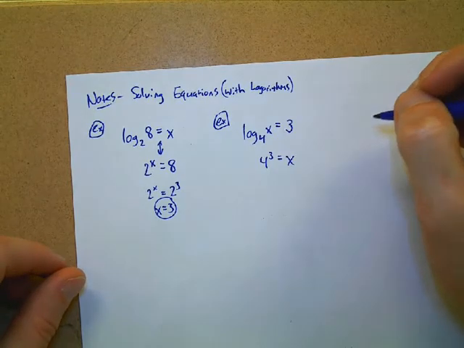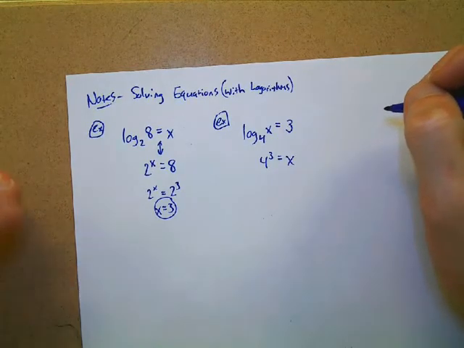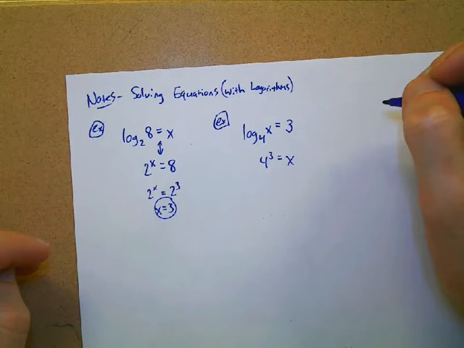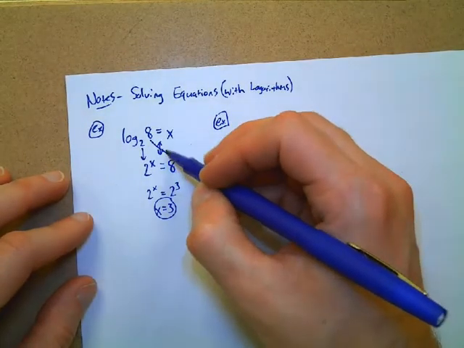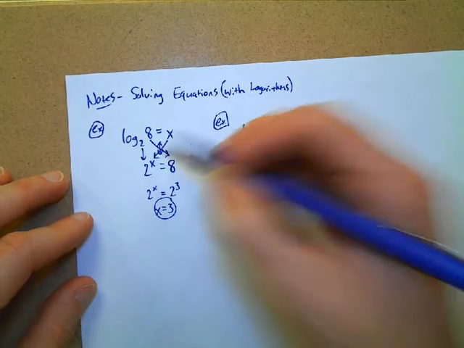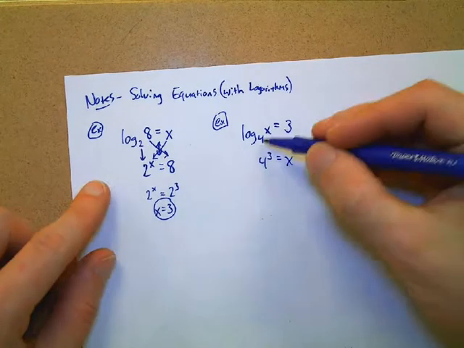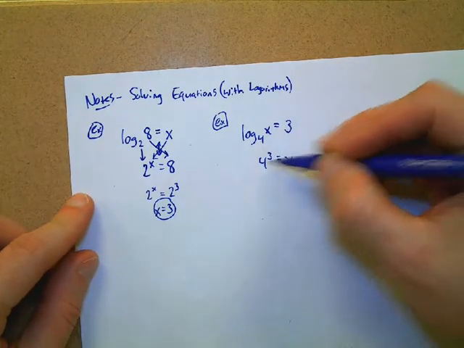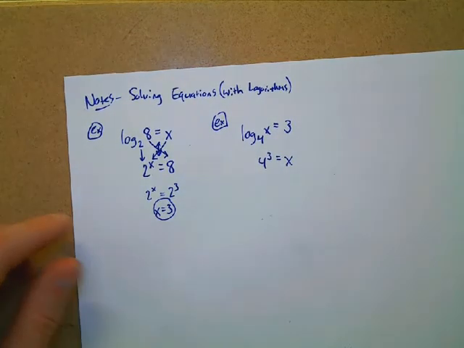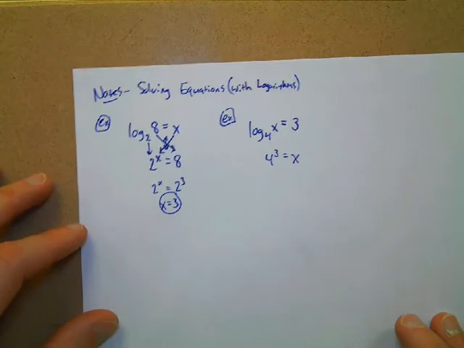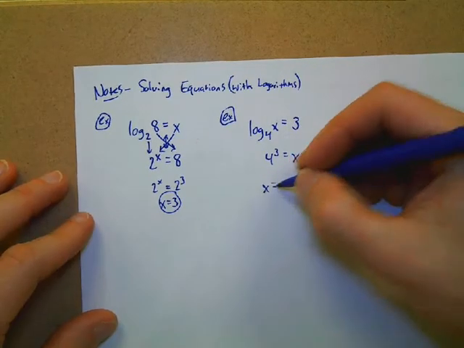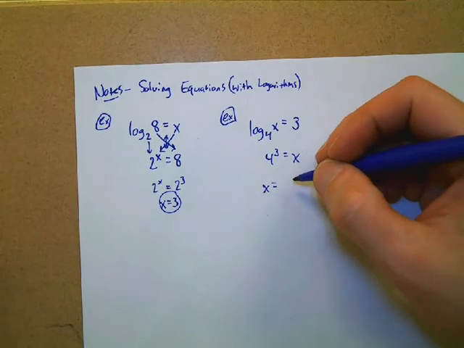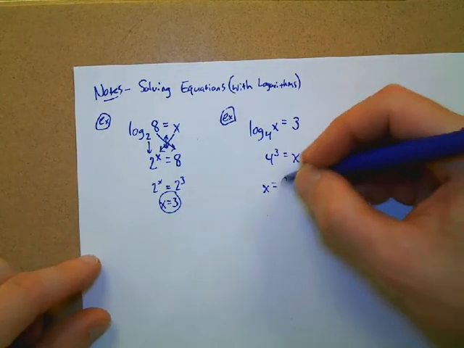I'll just show you. Again, the 2 becomes the base, the 8 switches to the other side, and the x switches to be the exponent. So it'd be 4 to the third equals x, just like that. It's a little bit funky, but that's just the way we define a logarithm. To simplify this, what is 4 to the third? Well, 4 times 4, 16, times another 4, 64. So there's our answer, 64. Again, we solved that logarithmic equation.